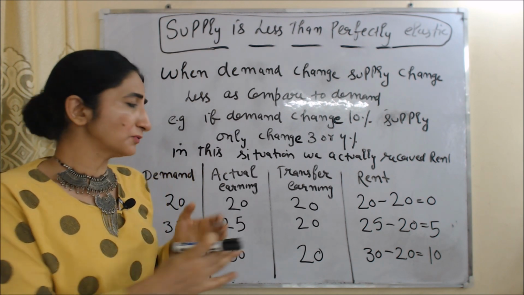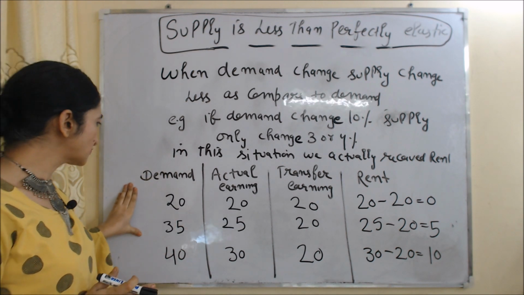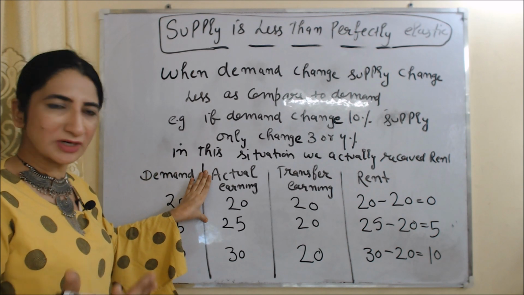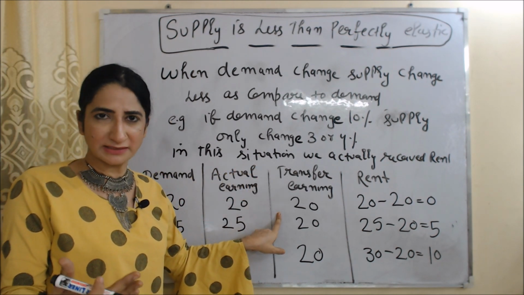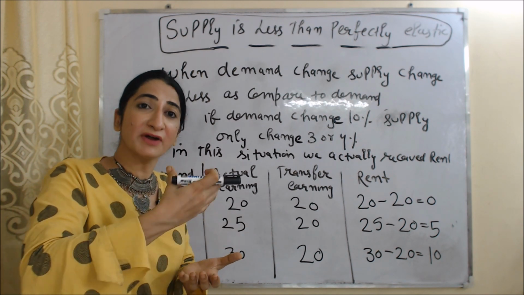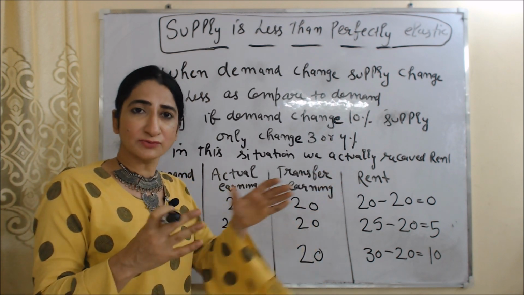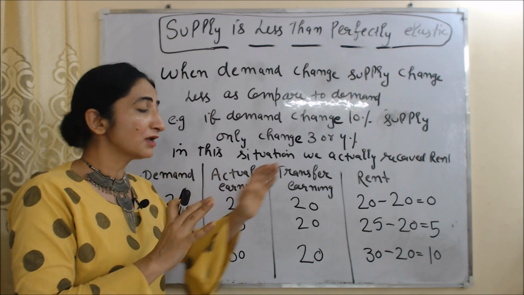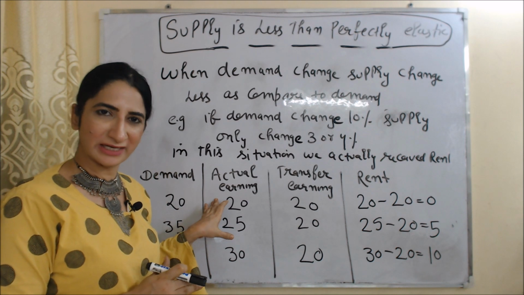How we receive rent, we will clearly understand with the help of this table. In the first column, we have demand of factor of production. In the second column, we have actual earning. In the third column, we have transfer earning, and transfer earning will remain the same. As we know, transfer earning is the minimum payment that a factor of production should receive. In the last column, we have rent. As we know, rent is the difference between actual earning and transfer earning, or we can say we calculate rent when we subtract transfer earning from actual earning.